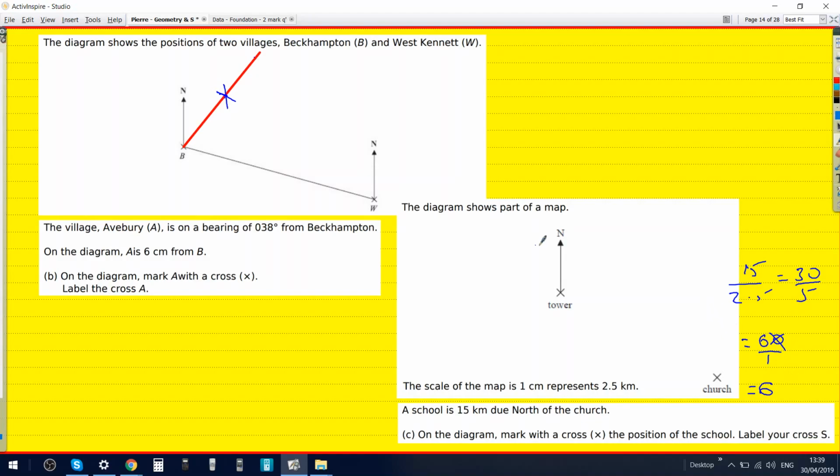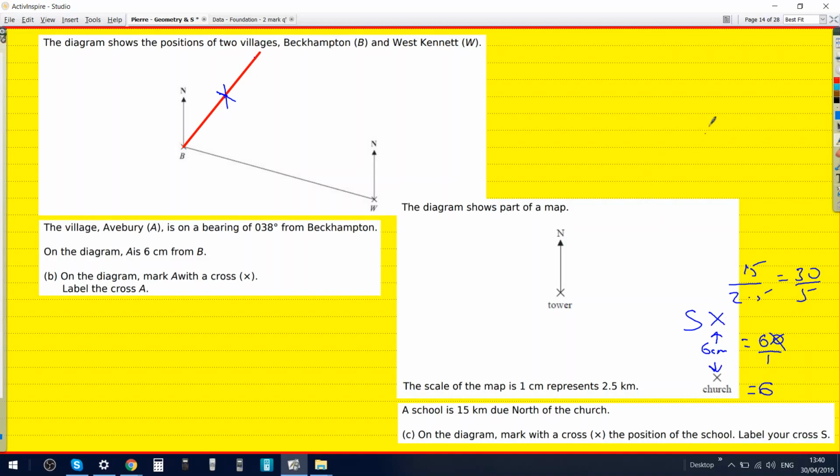So basically it's 6 centimeters on the map, to mark the position of the school. So the school is 15 kilometers due north from the church. So from the church, you measure 6 centimeters along. Which direction? North. So just straight up. Just go 6 centimeters up and make an X and label it with an S. Right, and you do that.